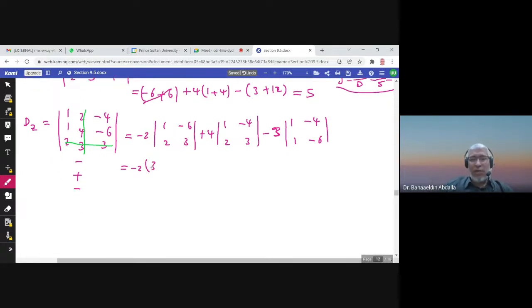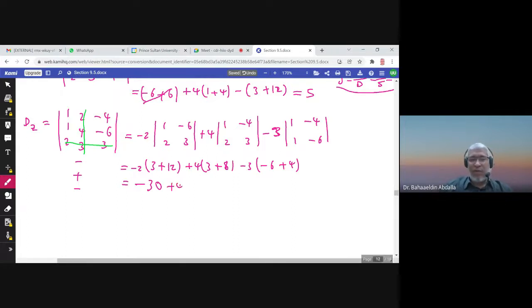3 minus -12. 1 times 3 is 3 minus -8. 1 times -6 is -6 minus -4. So 3 plus 12 is 15. -2 times 15 is -30. 3 plus 8 is 11.